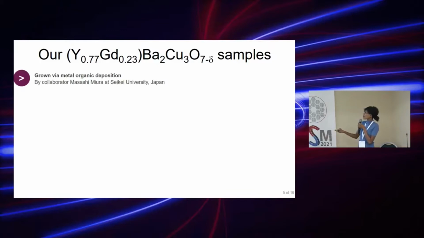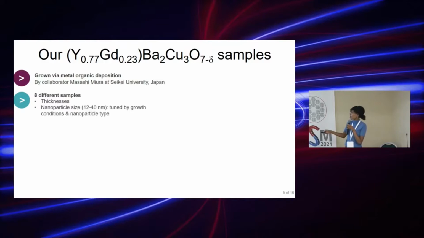So our samples are YGdBCO films that were grown via metal organic deposition by collaborator Dr. Masashi Miura at Seikei University in Japan. And in this study, we considered a set of 8 different samples. The film thicknesses do change. We understand the effects of a changing film thickness. I don't have time to discuss that in this presentation, though feel free to ask me afterwards if you are interested.